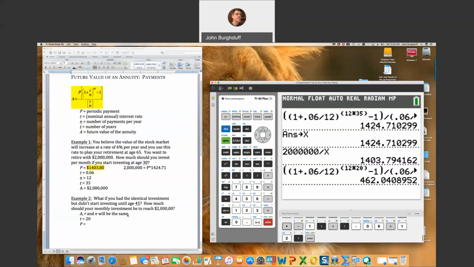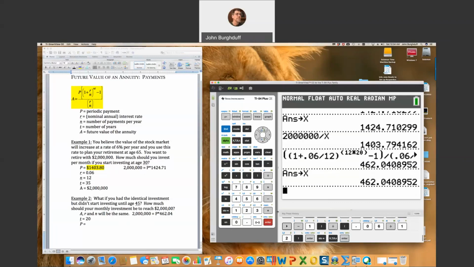So the calculation we now are looking at is, what is the solution to the equation 2 million equals P times 462.04. And you can see that to solve that, you would need to take 2 million and divide by this number, 462.04. But again, let's not just write that down. Let's store that into the memory. Like before, store into X and hit return.